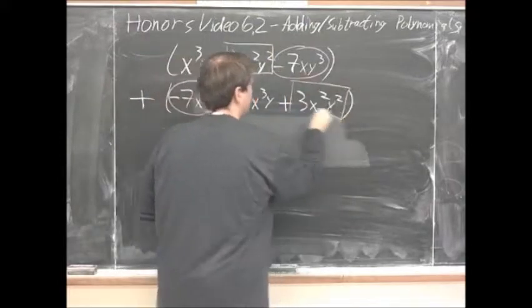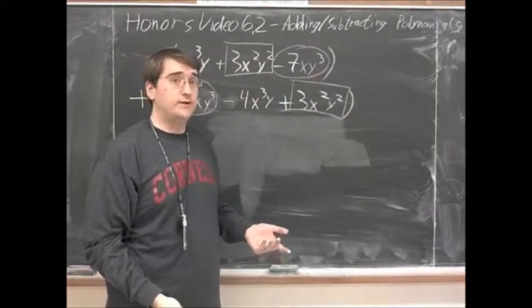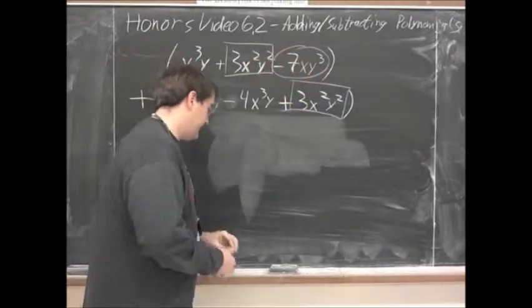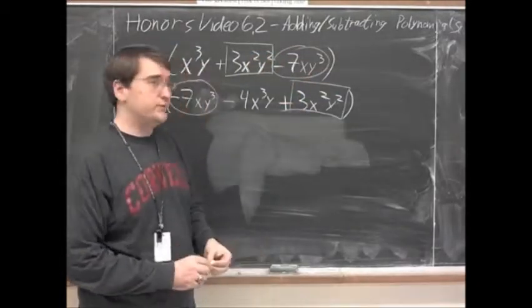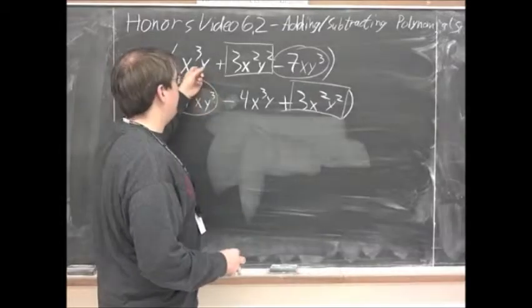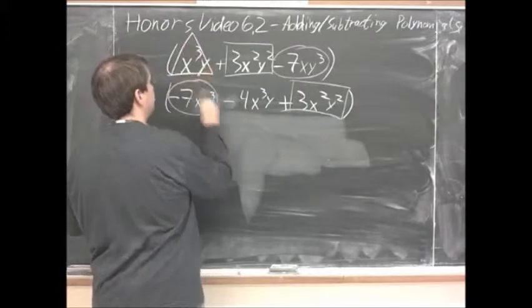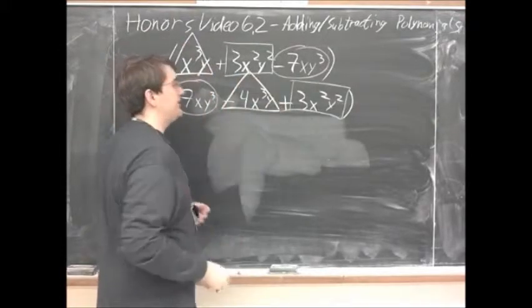This works really well if you have multiple colors as well. Use different symbols to make it easier for you to see where things are, but use colors too, it could help. And then same idea, x cubed y, those are like terms. I'll put a triangle around them to know that I'm going to be combining them.